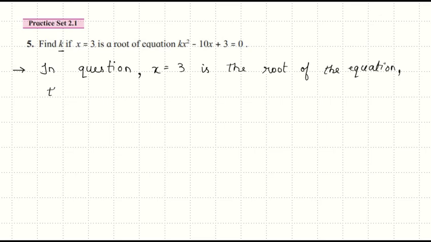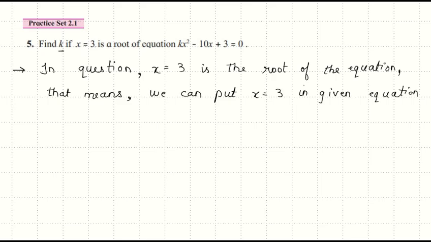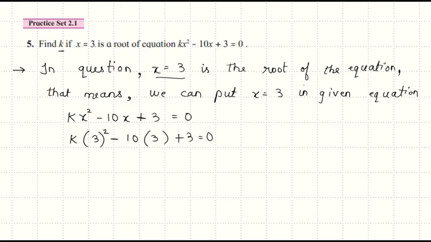That means we can put x is equal to 3 in the given equation. The equation is kx square minus 10x plus 3 is equal to 0 and we need to find the value of k. So as x is equal to 3 is the root, we will put the value of x as 3: k into 3 square, minus 10 into 3, plus 3 is equal to 0.